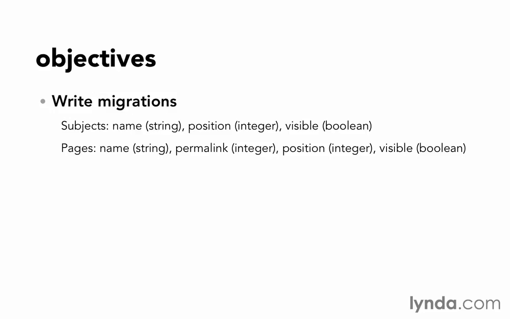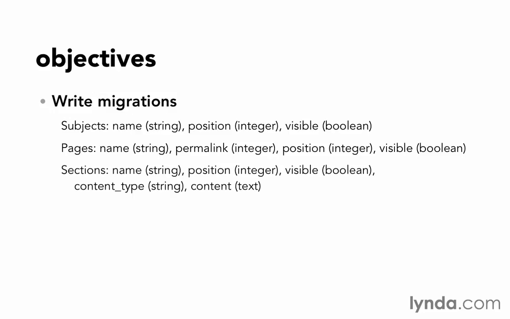The sections will also have name, position, and visible, but they'll include content_type and content. Content type is what kind of content will go in this section, and content is the page content itself. That goes in a text column because it can be quite long. Don't forget to add the foreign keys that we just talked about. Those aren't included in this list. And then you'll need to add indexes. I will give you a hint. I would add in 3 additional indexes, none of which would be on the subjects table.